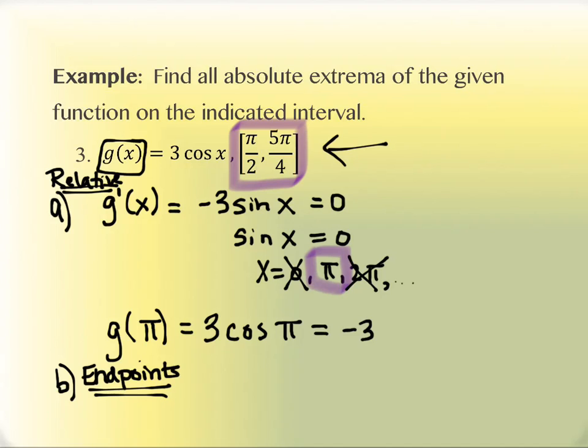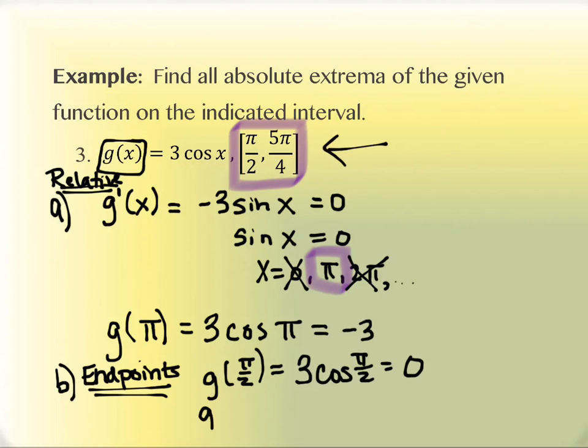So the second thing I have to do is to test my end points. And I always have 2 end points given. The first end point that I'm given is at pi halves. So I'm going to test g of pi halves. That is, I'm going to test 3 cosine of pi halves. What is that value going to be? That one's 0, because the cosine of pi over 2 is 0.